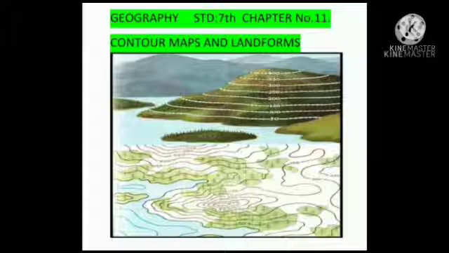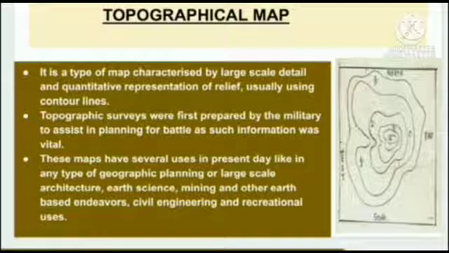Today we are going to study Geography chapter number 11, Contour Maps and Landforms. Topographic Maps. Topographic maps represent the geographical features of a region including hills and valleys. They display three-dimensional features on a two-dimensional map.